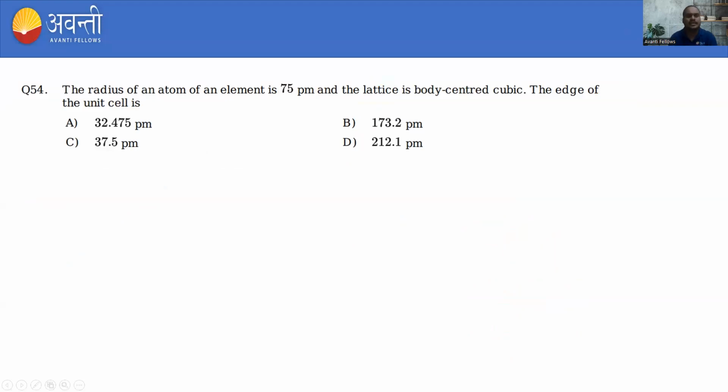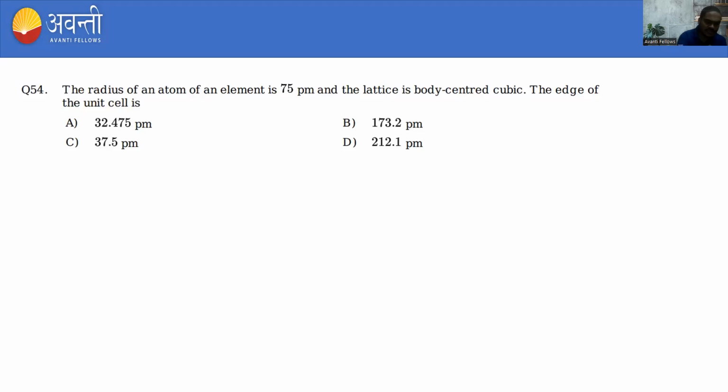In this question, they're asking: the radius of an atom of an element is 75 picometers. So the radius of the element is already given, and the lattice is body-centered cubic. You have to calculate the edge length of the unit cell. This question is from the solid state chapter, where the radius of an atom is 75 picometer and the crystal is of BCC type. You have to calculate the edge length for this.